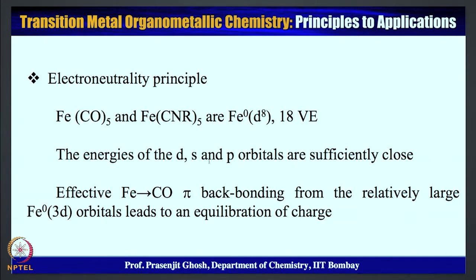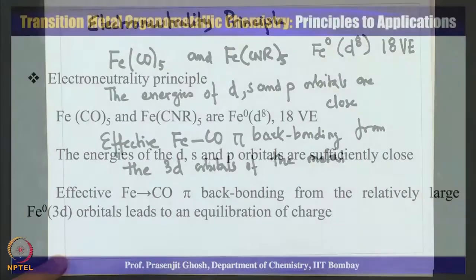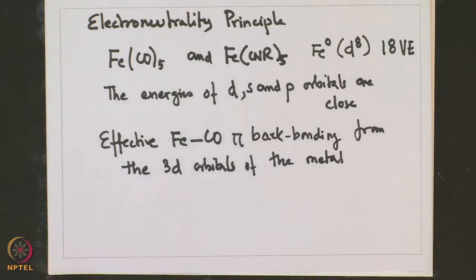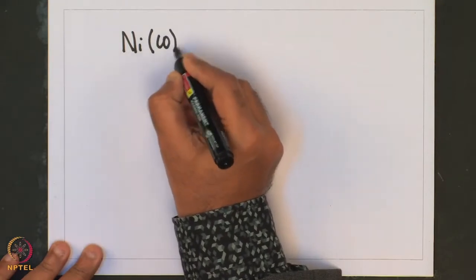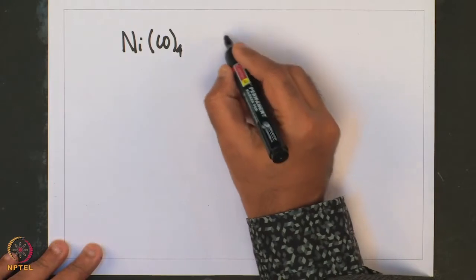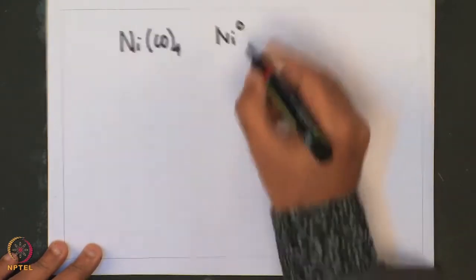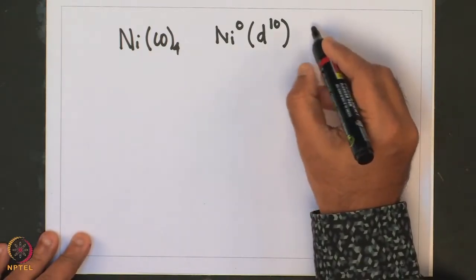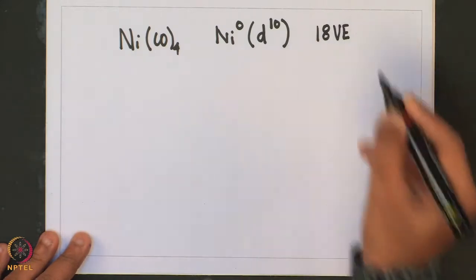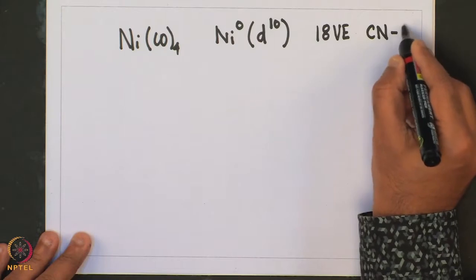So, there is a synergism in which the metal, which accepts electron density from the ligand, is able to maintain its electroneutrality by a mechanism whereby it donates back some of the electron density to its ligand by virtue of the ligand's pi acidic nature. For example, for another complex, let's say nickel tetracarbonyl, here too nickel is in 0 oxidation state, having d10 configuration, exhibiting 18 valence electrons with coordination number 4.